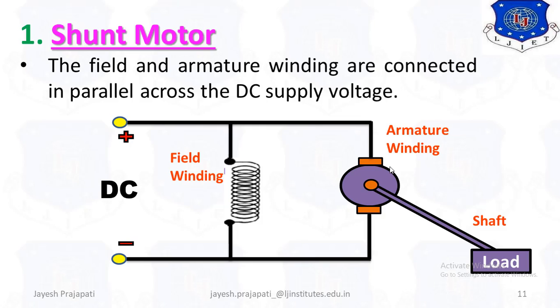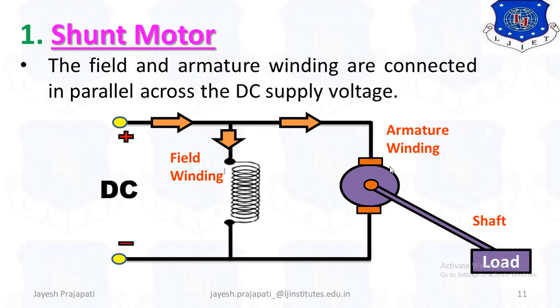So field current remains constant and the flux produced by the field current is also constant. So due to this DC supply, a current can flow through this field winding and armature winding.